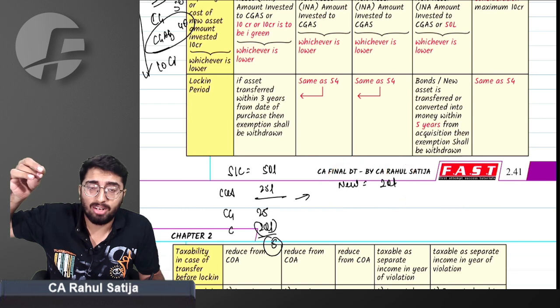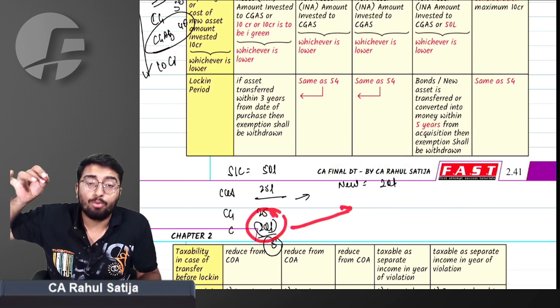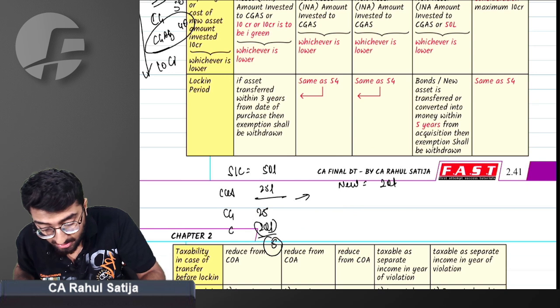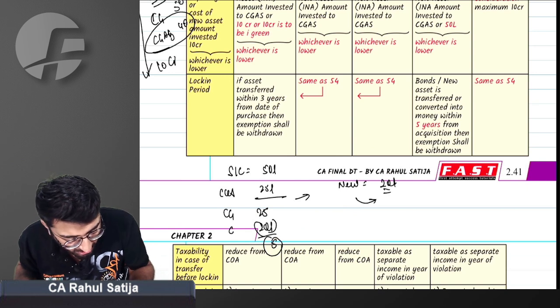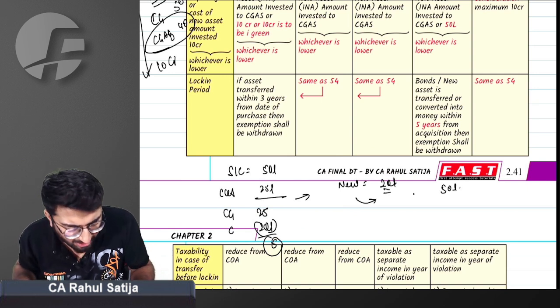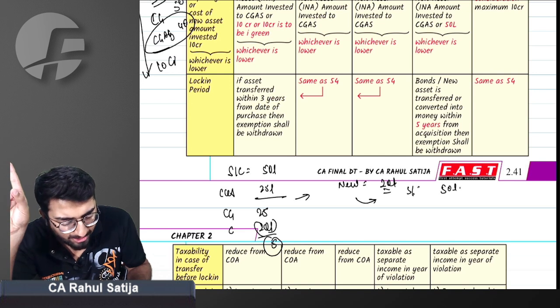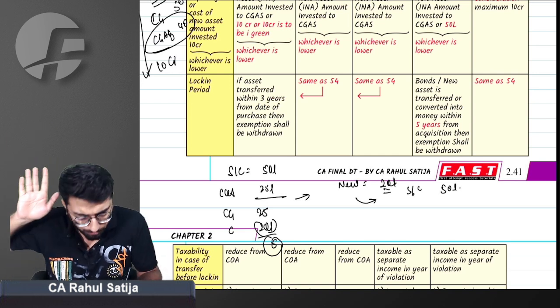Then what will happen? The exemption claimed earlier will be withdrawn. How will it be withdrawn? Just listen to this. What if I sold this house within 3 years? For example, I sold this house for 50 lakh rupees. Now, what will be the capital gain computation? Sales consideration will be 50 lakh.